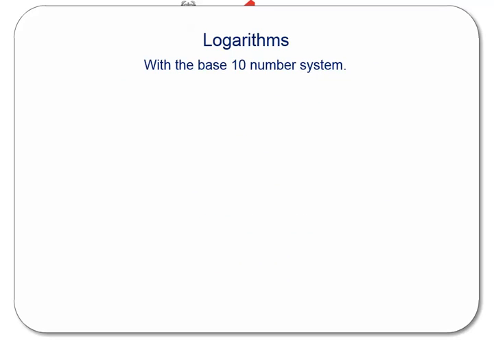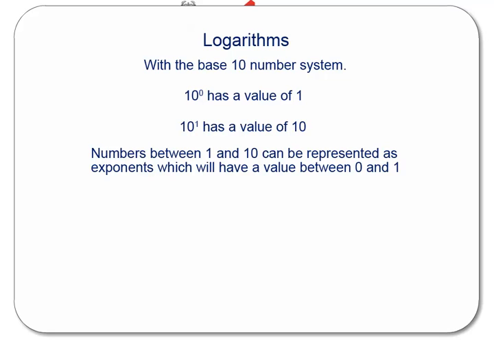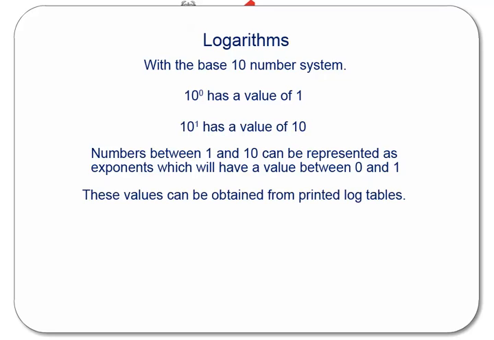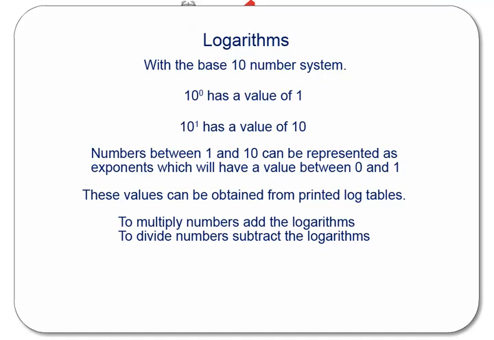With the base 10 number system, 10 to the power of 0 is 1 and 10 to the power of 1 is 10. Any number between 1 and 10 can be represented by an exponent between 0 and 1. These are called logarithms. Numbers between 10 and 100 will have a logarithm between 1 and 2, and so on. To multiply numbers, you would add the logarithms together. Logarithm tables can be used to convert numbers to logarithms and back again.